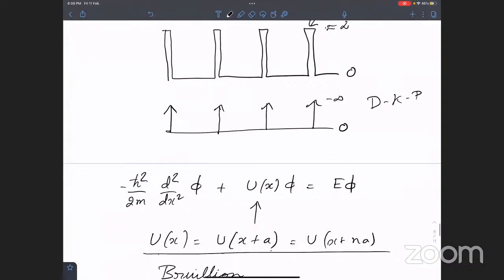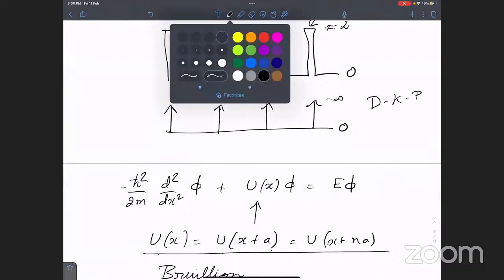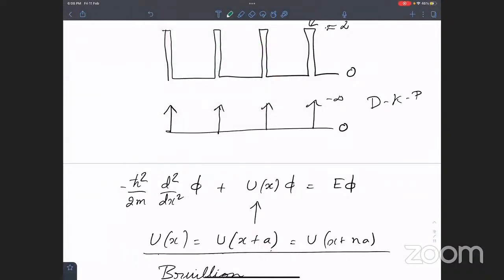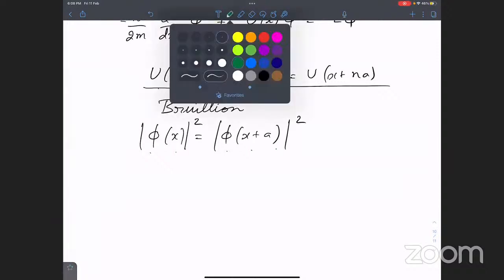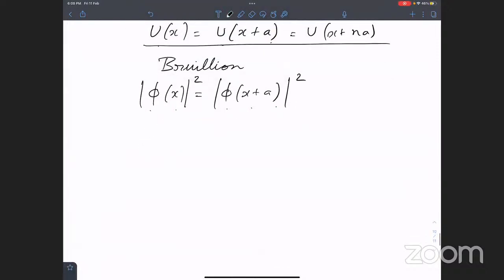Because if I have a potential like this, then because the system is completely translationally invariant, no matter at which point I am, let us say here or here or here, equidistant from this delta, the probability of finding the electron must be the same at every location. So I can say that phi of x squared is equal to phi of x plus a whole squared. And this does not imply that phi of x is equal to phi of x plus a. No, because only the mod squared of it should be periodic, not the wave function itself.